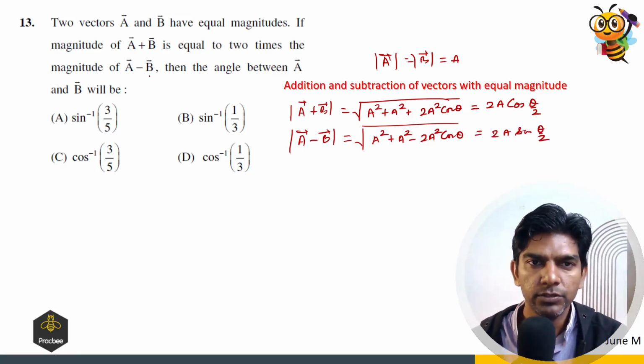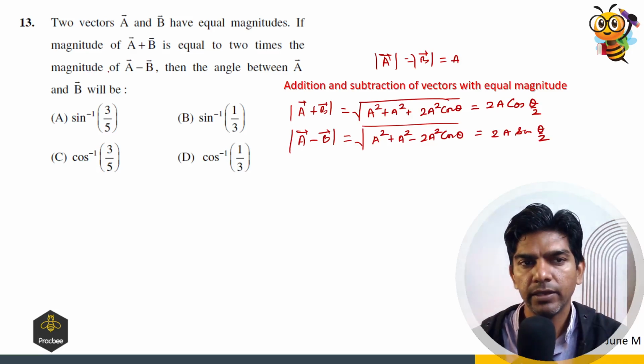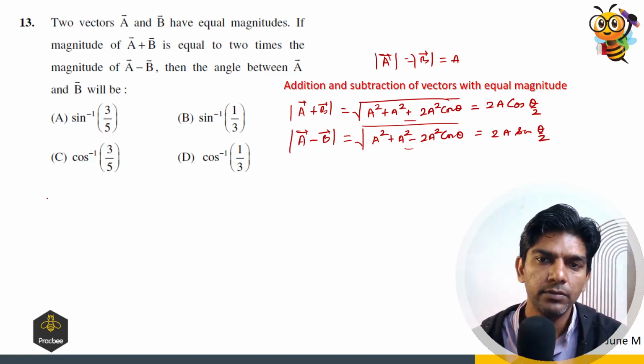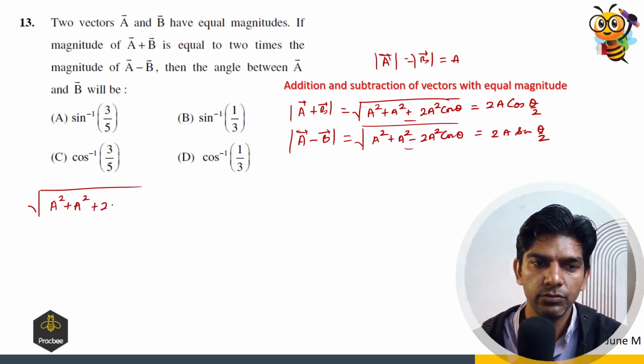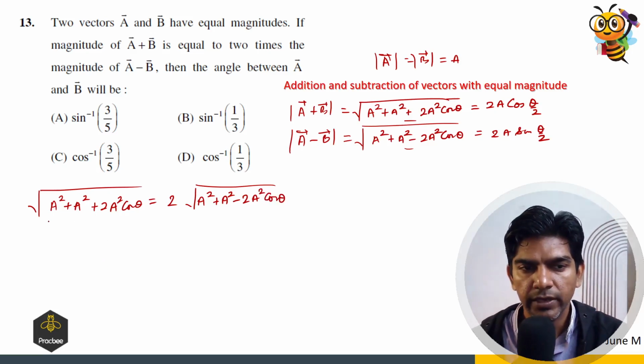Okay. Now in this question we are given two vectors A and B of equal magnitudes. If the magnitude of A plus B is equal to 2 times the magnitude of A minus B, then the angle between A and B will be, right? So I'm going to use these first formulas. So root of a square plus 2a square cos theta is 2 times root of a square plus a square minus 2a square cos theta. Okay, so we can eliminate a square also.